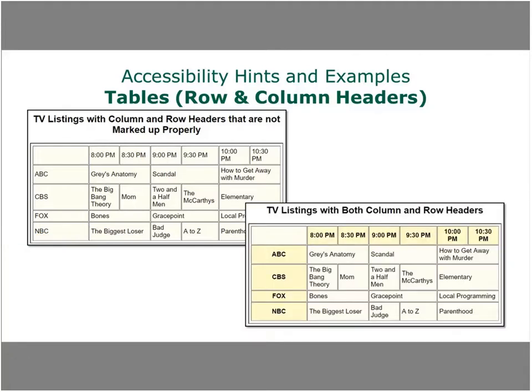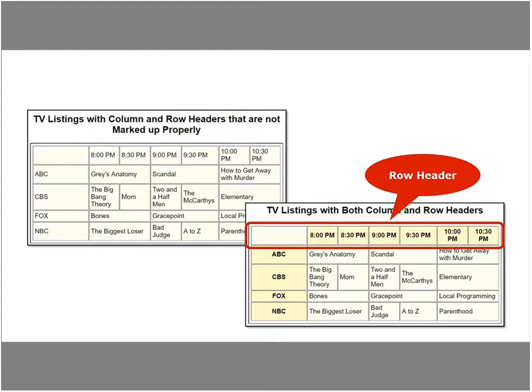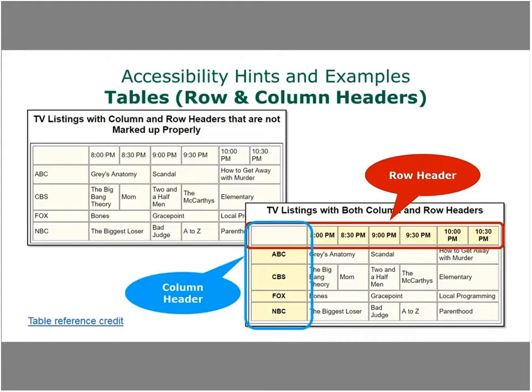So I have here another image where it looks better. Also, you should mark the header row and column header. When you mark them properly, the screen reader will be able to read and explain, for example, that Elementary is a program presented by CBS at 10 o'clock. So this is how important it is to use the header row and the column header.